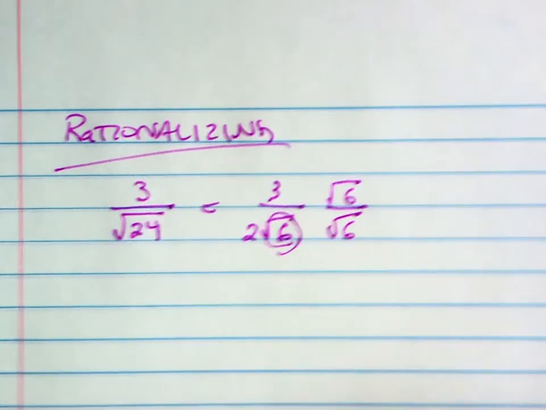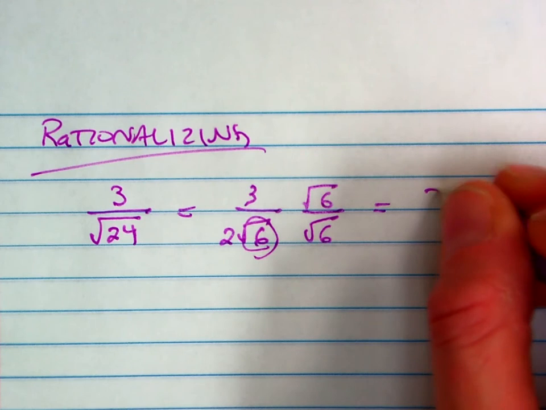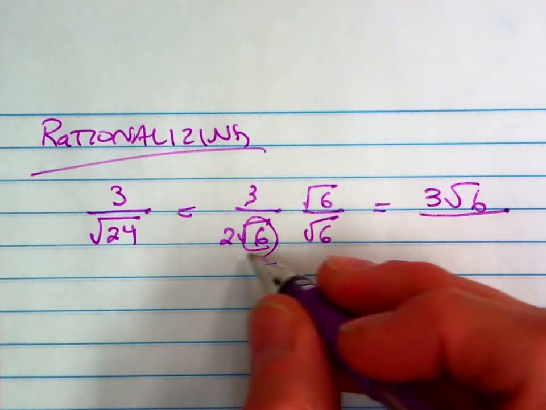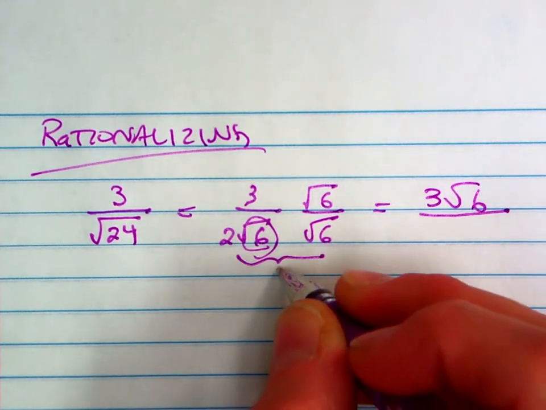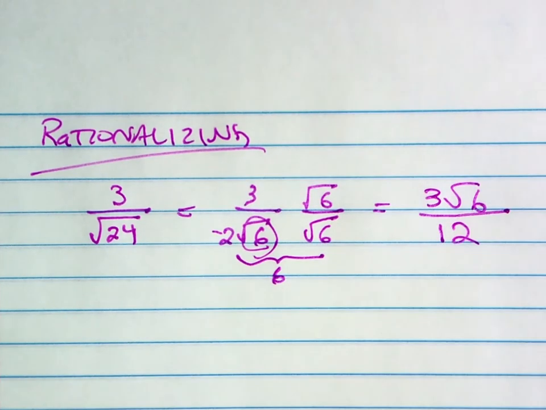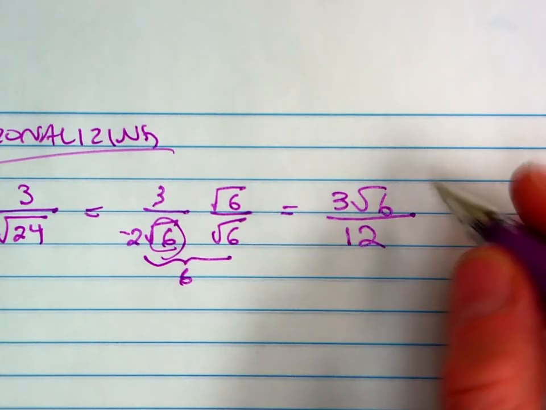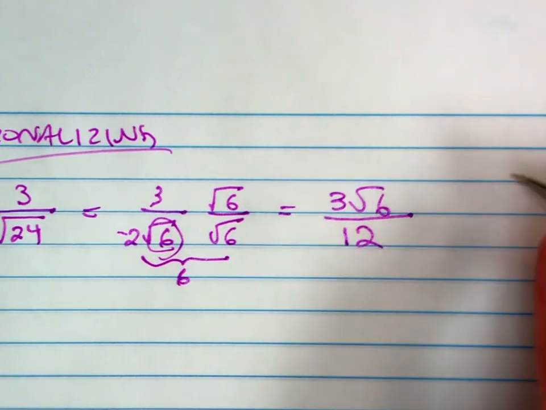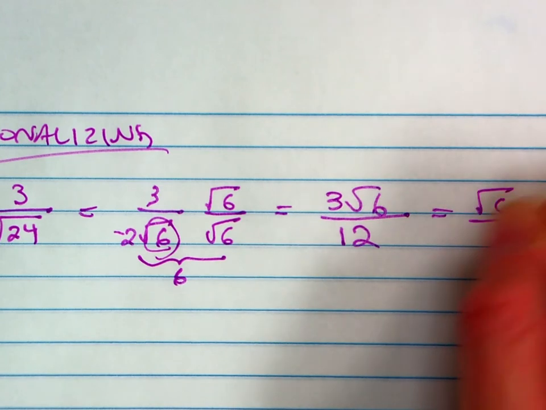the radical. So this would become 3 root 6. And in the bottom, these two times each other is 6. And in the bottom, this is 2 times 6, which is 12. And then I can take this one more step and do 3 over 12, which is square root of 6 over 4.